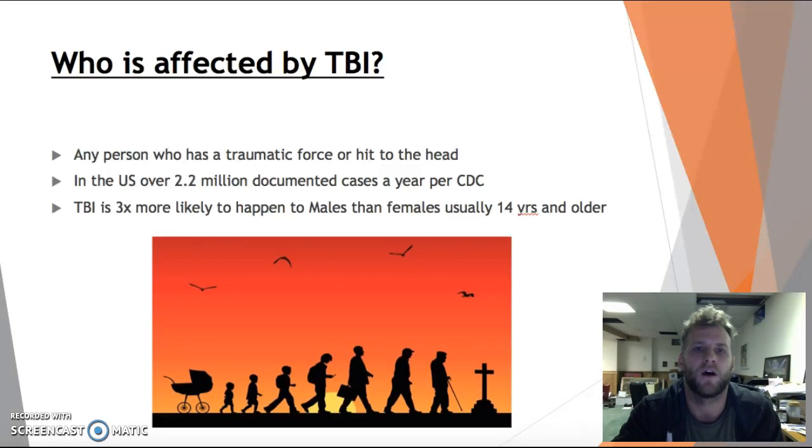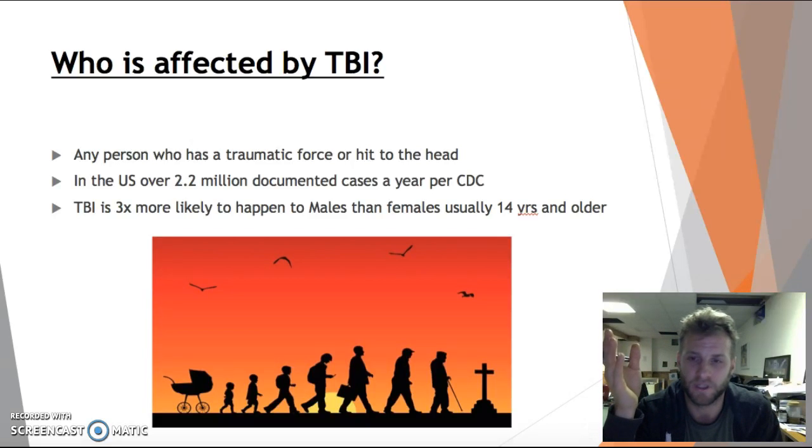So moving on. Who's affected by TBI? It can be any person. It could be a person as young as an infant, a newborn, or someone all the way up in senior citizens. And in the U.S. alone, they had 2.2 million documented cases each year. And that's per the CDC. That's where I got those numbers from. Now, I also read that traumatic brain injury is 3 times more likely to happen in males than in females, and it usually is in ages 14 years and older.